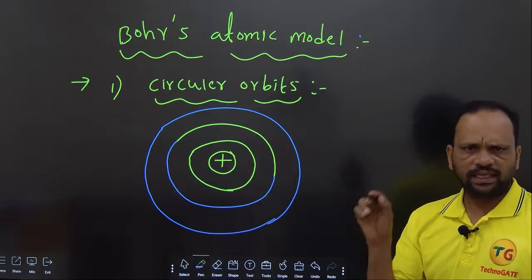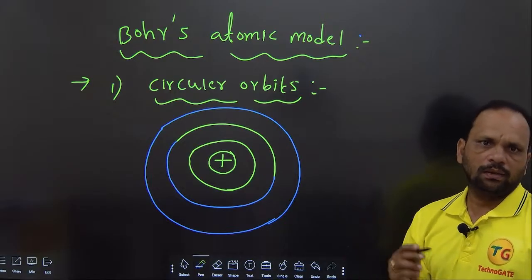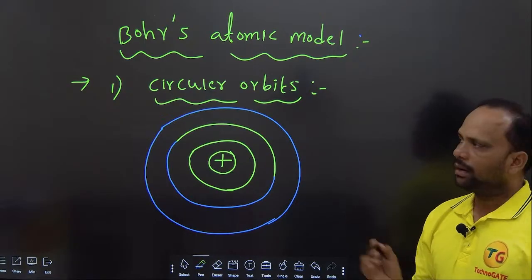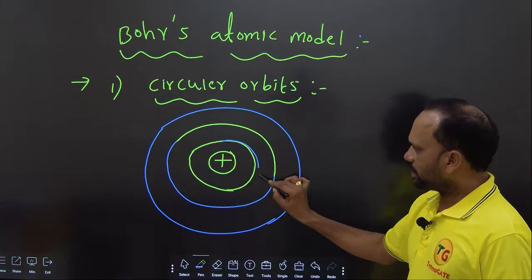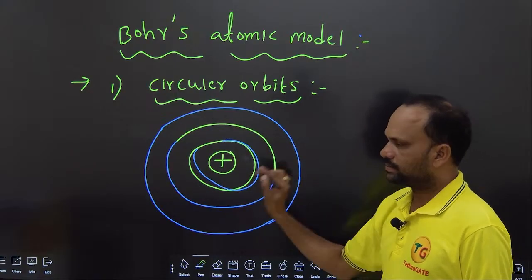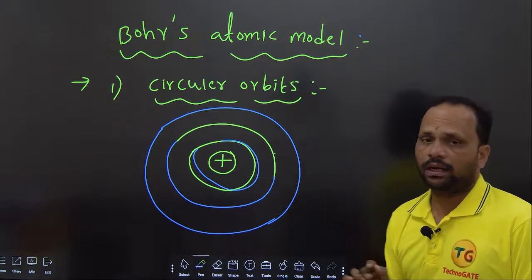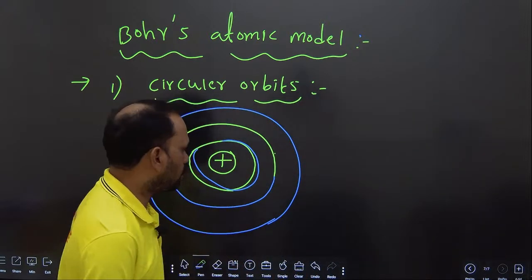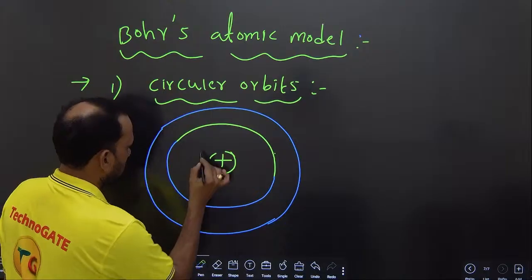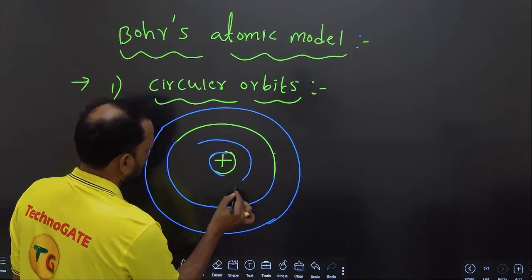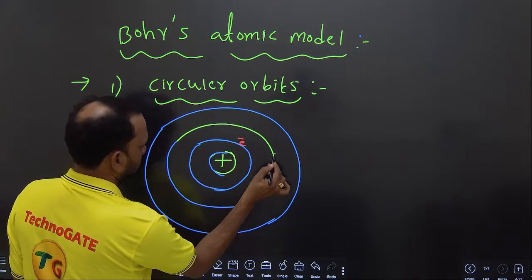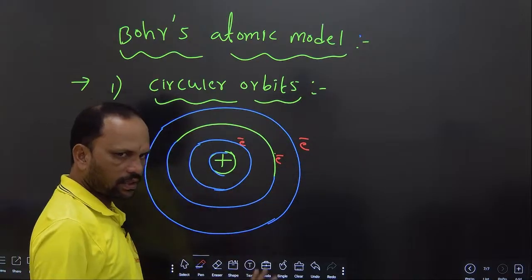Rutherford said that electrons are just revolving around the nucleus, but in which orbit they rotate, he doesn't give any explanation. But here, he said that in a particular orbit the electron rotates, and in other places the electron doesn't rotate. So these are called particular orbits, discrete orbits. Here electrons are rotating in circular and discrete orbits.